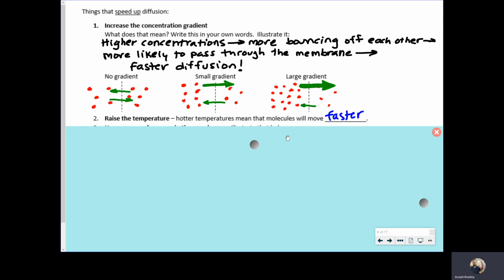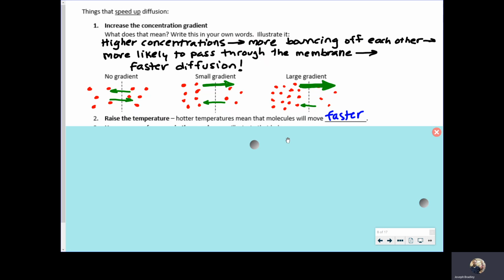for diffusion to occur. The other thing that you can do is raise temperature. Part of the reason why our body temperature is as hot as it is is because it helps the chemical reactions that are in our body work better. It helps us have the metabolism that we have. So hotter temperatures are going to make molecules move faster.